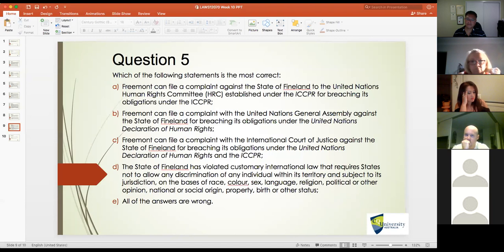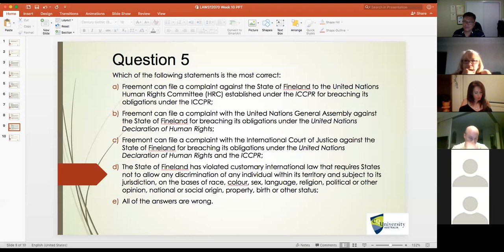And C, I ruled out because I don't believe it's a matter for the International Court of Justice. But even if it were, only states can be subjects of proceedings with the ICJ. Okay, very good. But then I was torn between A and E, but I went for A because of the case of the Communist Party of Turkey v. Turkey and also the Welfare Party v. Turkey.